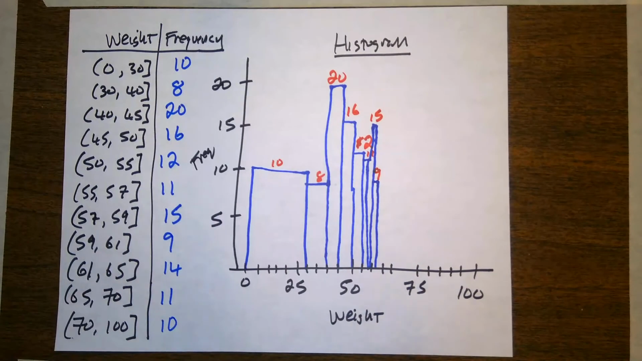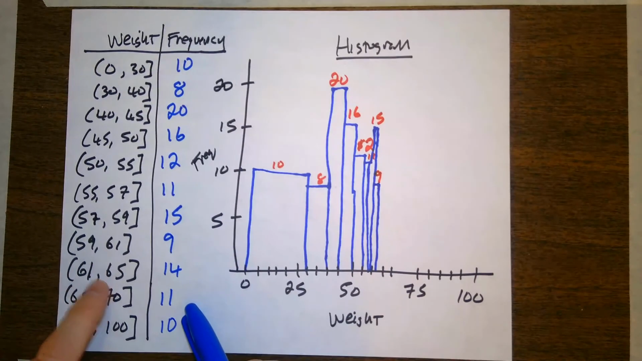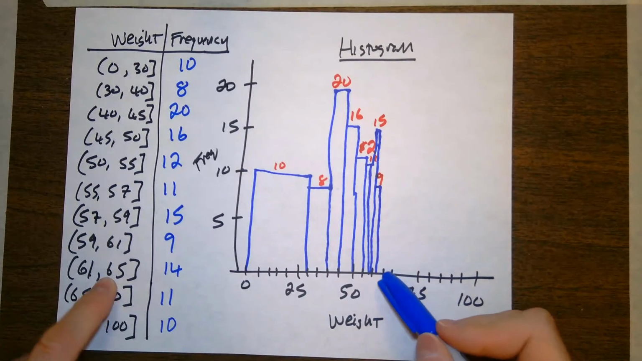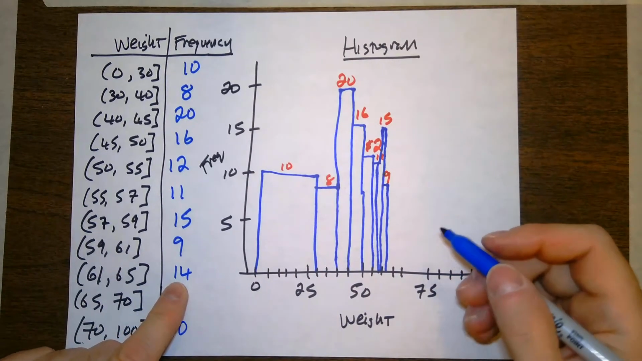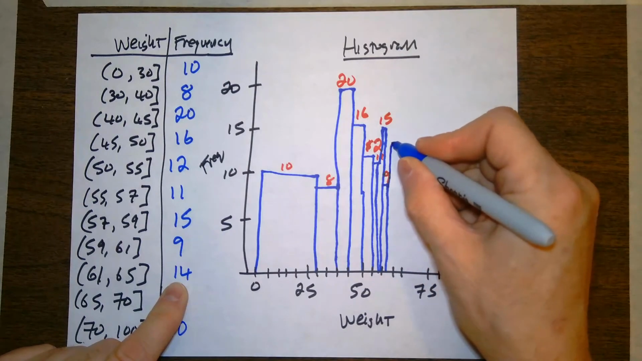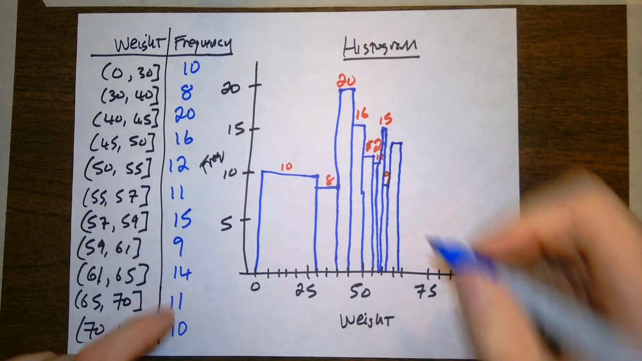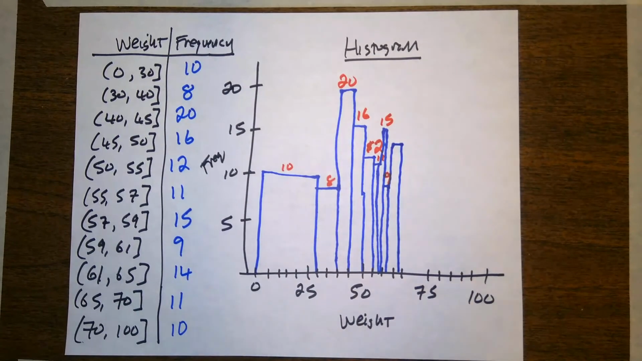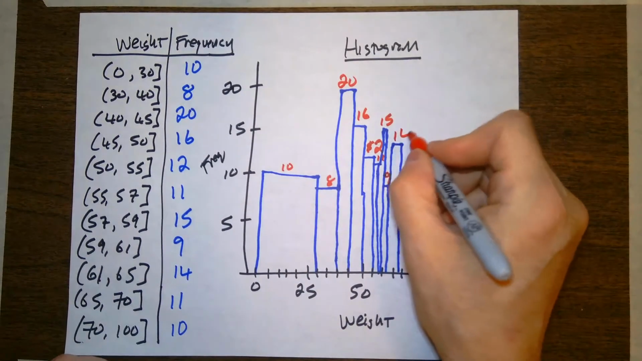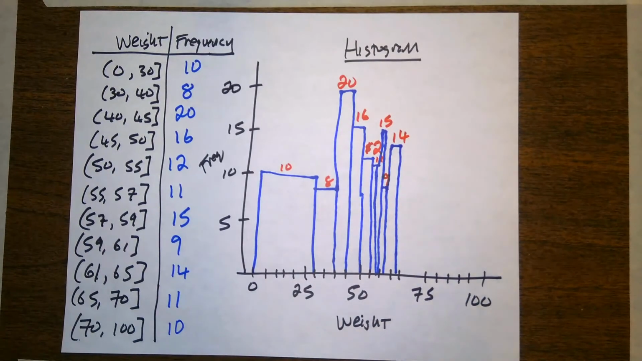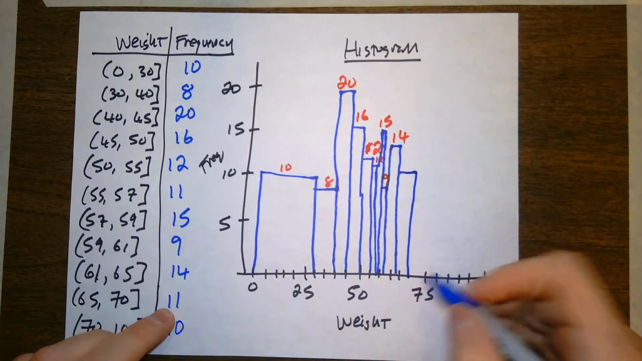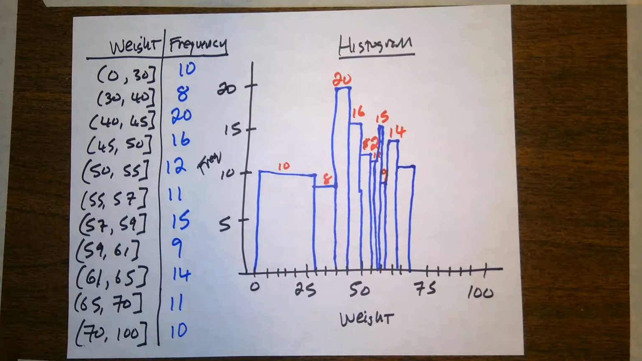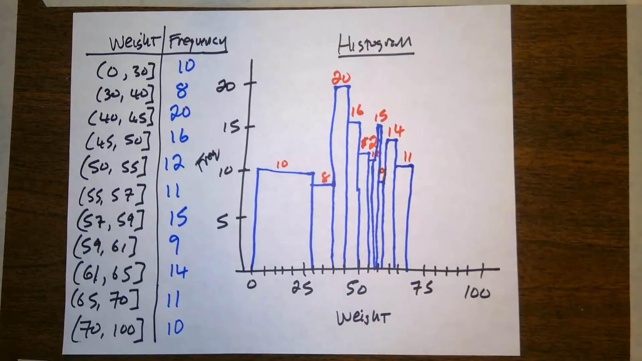The next class was 61 to 65, a little bit bigger than these classes. 61 to 65, oh, this is where I messed up, wasn't it? And 61 to 65, there were 14 of them in this group. So a little bit bigger. My scaling down here is a little bit messed up, so please ignore that. The next class is 65 to 70, and there were 11 of those. So let's say that's 70 there. Notice the class here. And then my final class went from 70 all the way to 100, and there were 10.